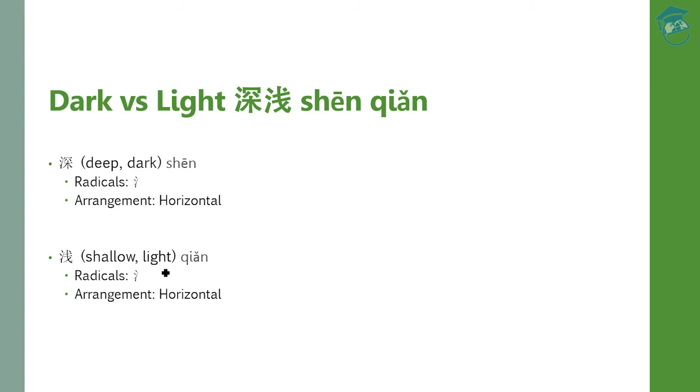This is the pinyin 浅. The radical is the same as deep or dark because it also refers to the depth of the sea or something like that. The arrangement is horizontal because you have left and right components, similar to 深. Here's how to write 浅. 1, 2, 3, 4, 5, 6, 7, 8. 8 strokes for this word, 浅.